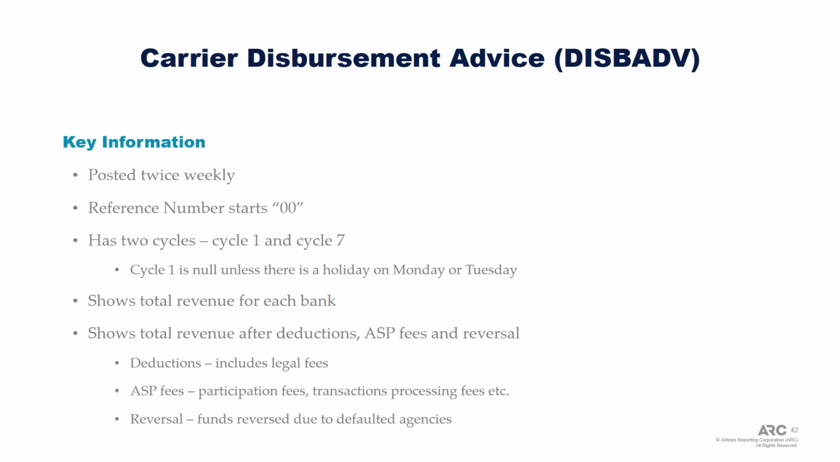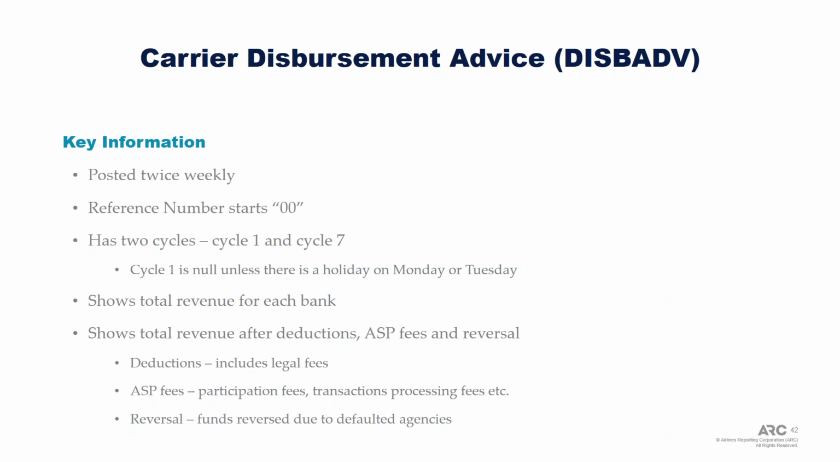The carrier disbursement advice, another very important report. The report ID is DISBADV, and this report is posted twice a week. You're going to have a cycle 1 and a cycle 7 report. The reference number starts with 00 for this report. Cycle 1 is usually null unless there's a holiday on a Monday or Tuesday that impacts the cycles.